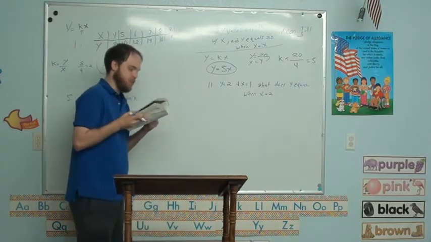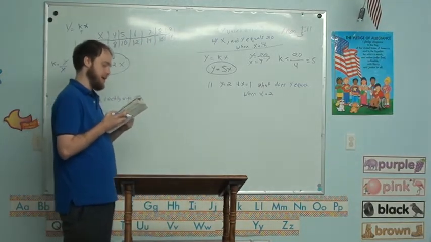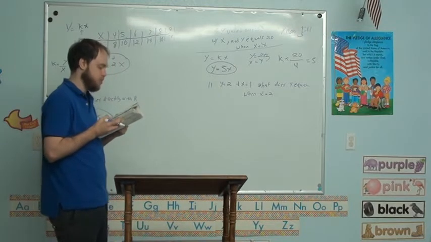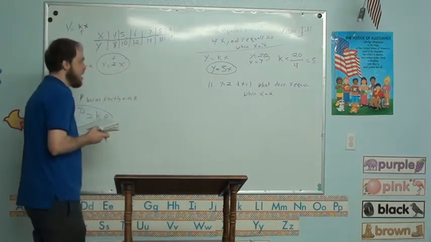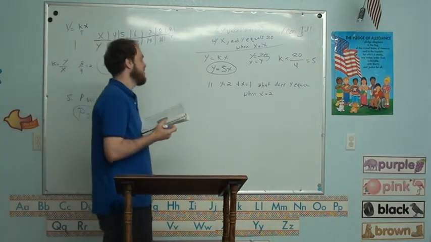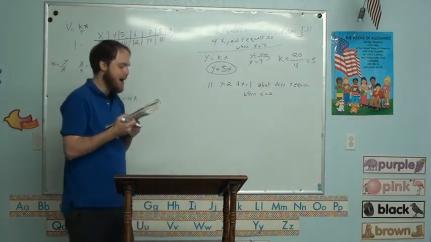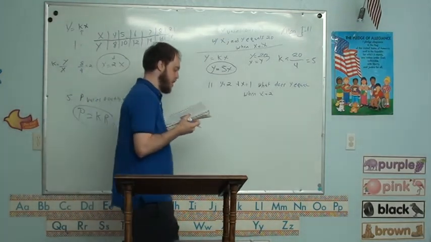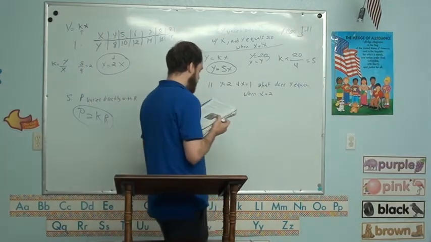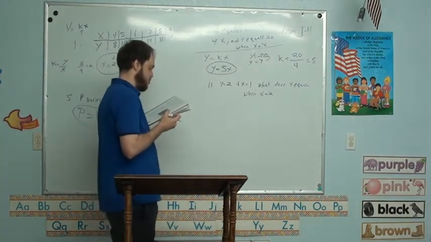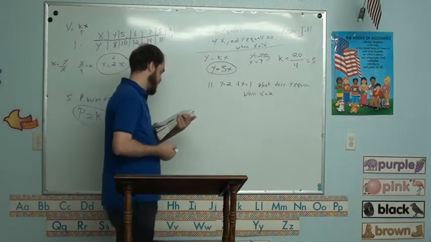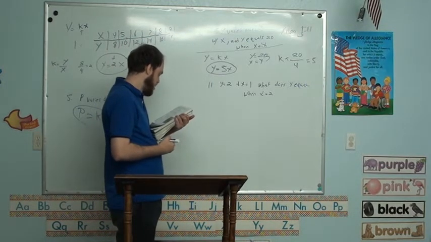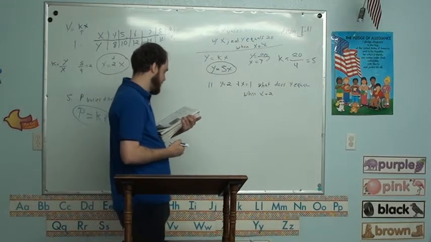Again, number 10 works exactly the same way. It says b varies directly with a, and b equals 20 when a equals 5. Works exactly the same way. Alright, number 11 says if y equals 2 and x equals 1, what does y equal when x equals 2? So again, they say y equals 2 and x equals 1. So what does y equal when x equals 2?